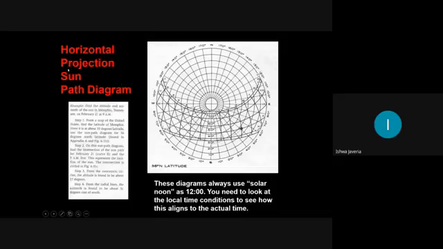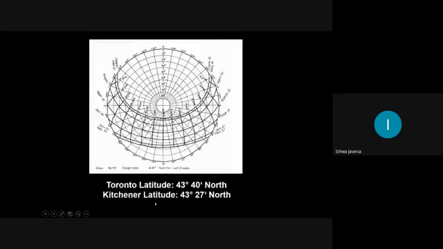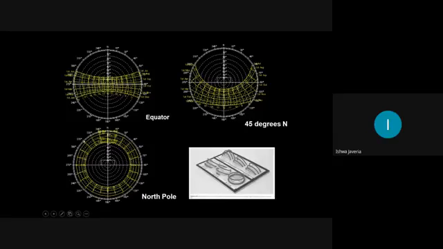And these are some other examples of horizontal projection sun path diagrams. This is for a country which you can identify on your Google map, where the longitude is this and the latitude is this. And this is the Toronto latitude. The explanation given by the viewer is here. And I will send you the plan for Lahore. And these are other examples.